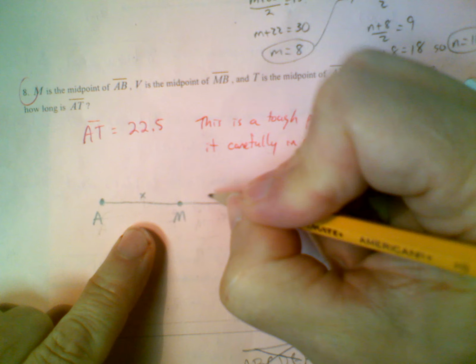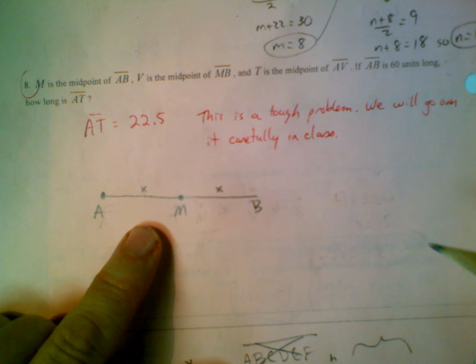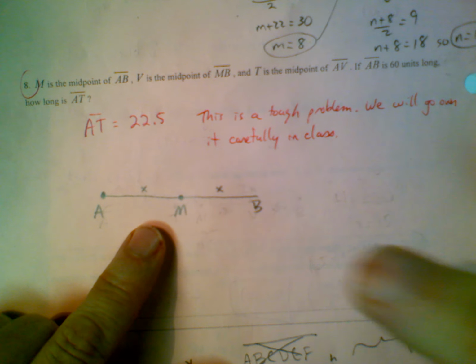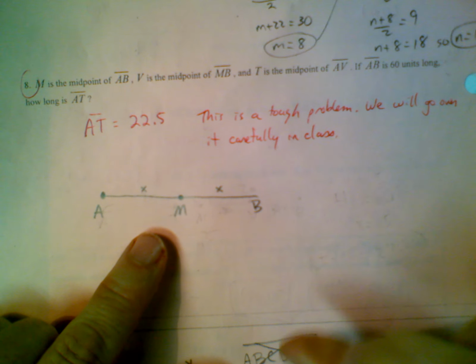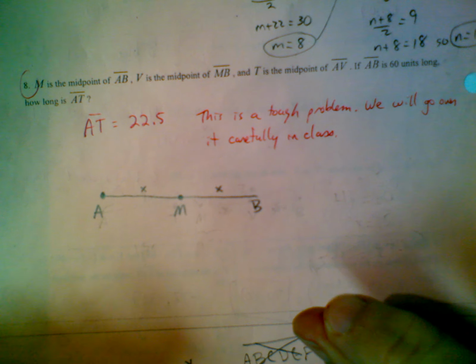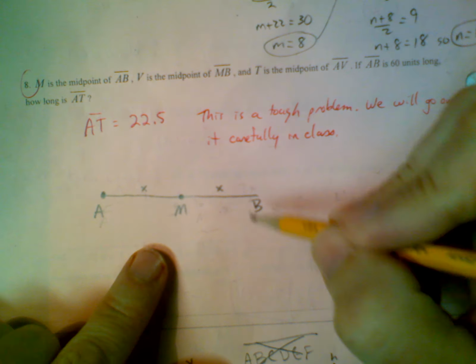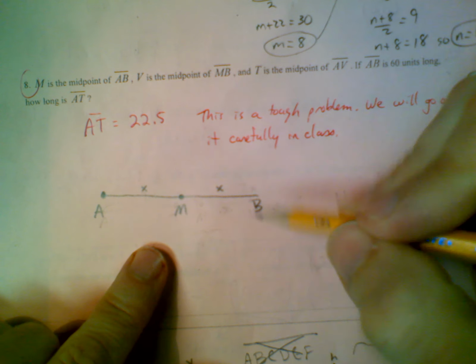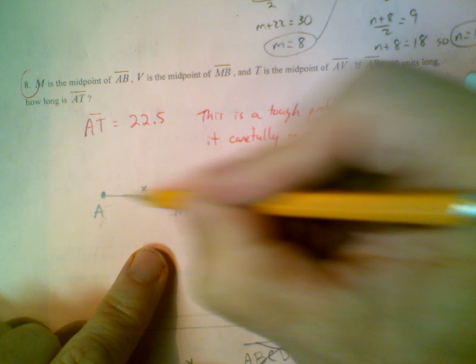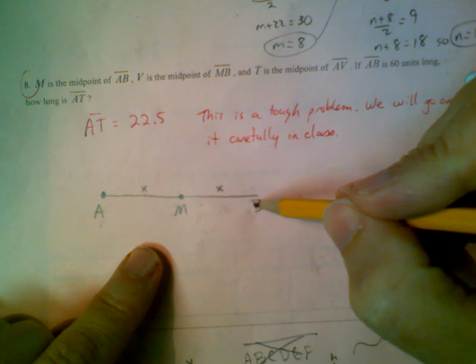Put some marks in the picture that make it clear to whoever's reading the picture, which is you're reading the picture. You need to draw a picture that you can make sense out of once you're done with it. Okay? So put these X's in there to show yourself, to keep track of the fact that this segment length AM is equal to that segment length MB.